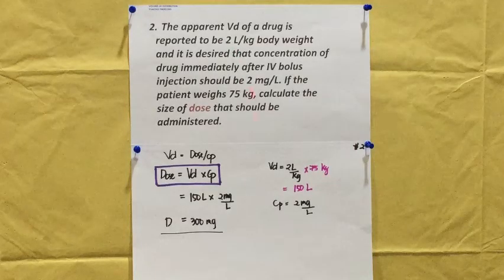And then, the 2 milligram per liter is the plasma concentration. So, let us now substitute. Volume of distribution is 150 liters times the plasma concentration of 2 milligrams per liter. So, we will cancel both liters and liters. So, multiplying 150 with 2 milligram, we have a dose equivalent to 300 milligram.